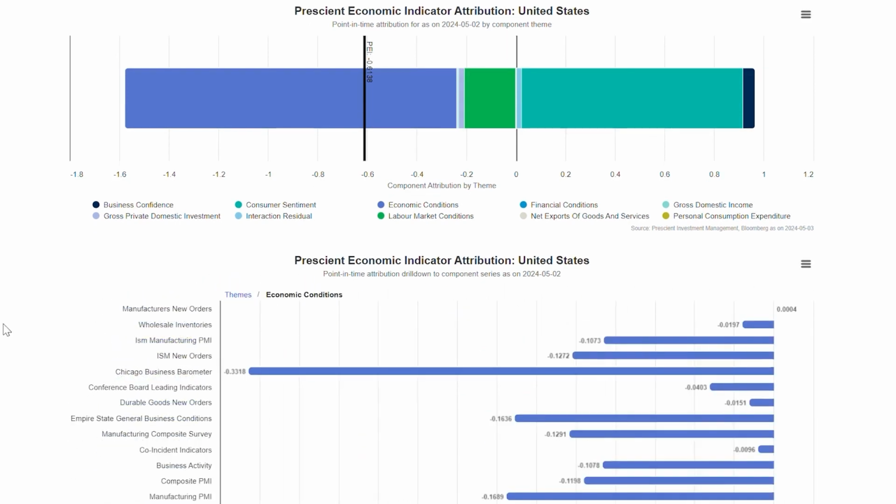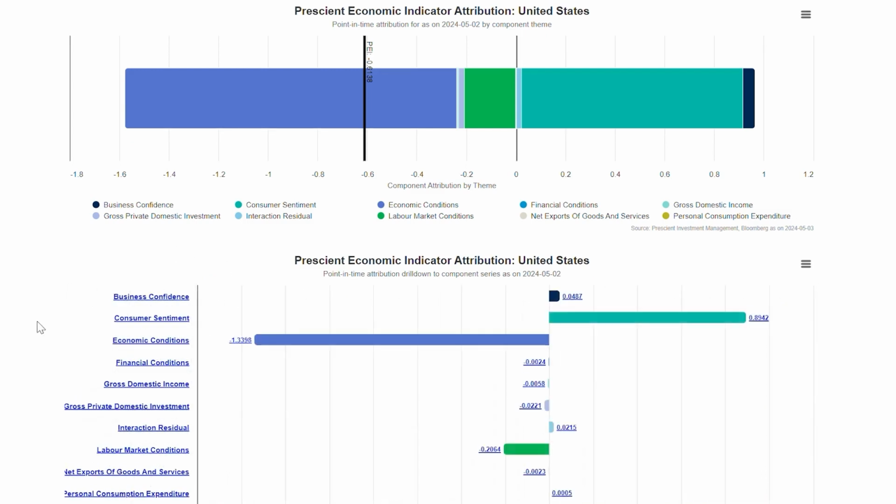Economic conditions on the other side are showing headwinds. So whilst there is a bullish consumer, there is still a bearish, if you want to call it that, hard print when it comes to economic data. The last one I wanted to show is in particular related to the Fed and why the Fed may or may not cut rates in future, and that is labor market conditions.